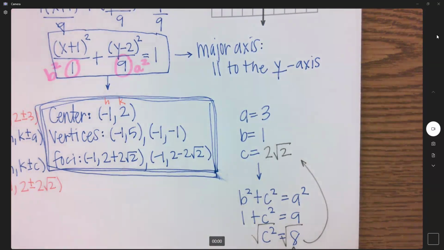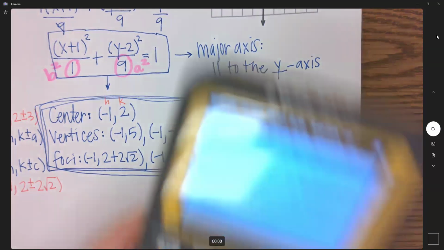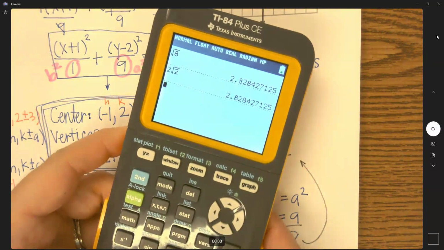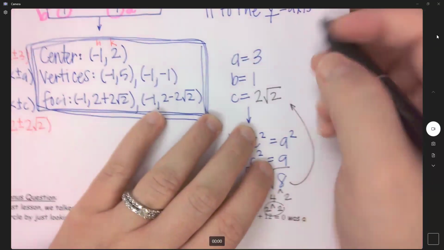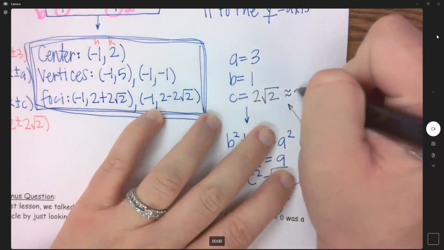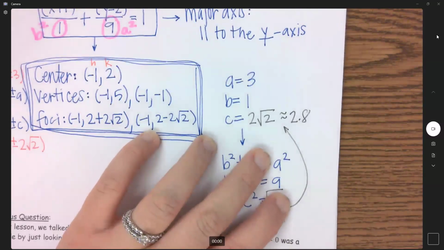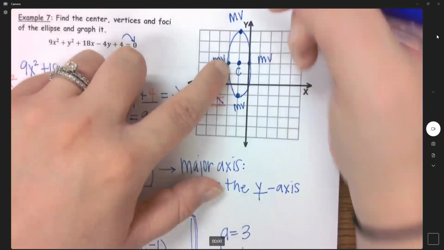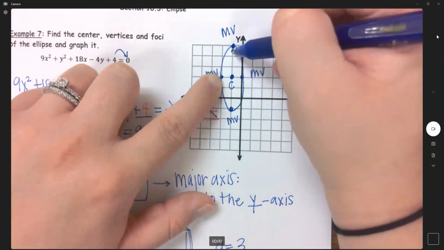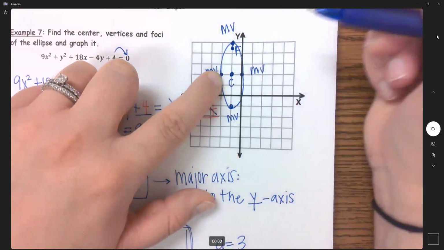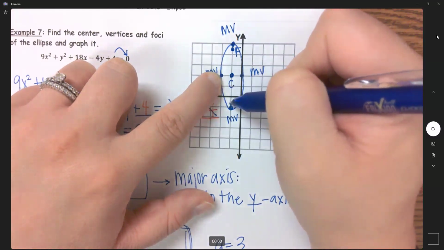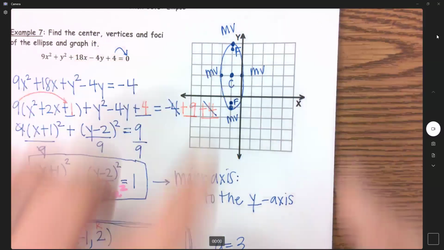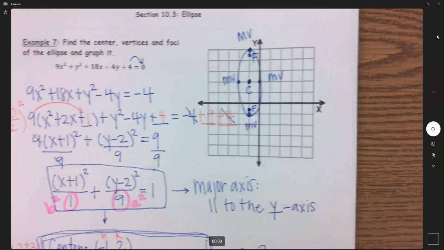So if we do square root 8, or 2 square root 2, we get about 2.8. From that center, I'm going to go up 2.8, and I can't make it as accurate as I would like because they're so close together, and down 2.8, which is as close as we can get without actually being on top of each other.